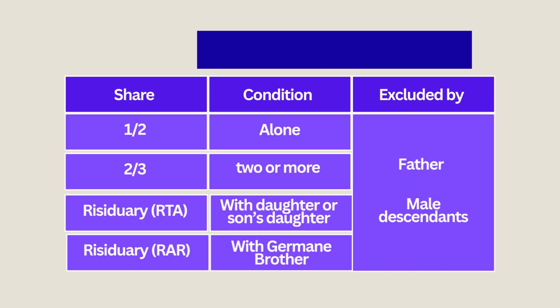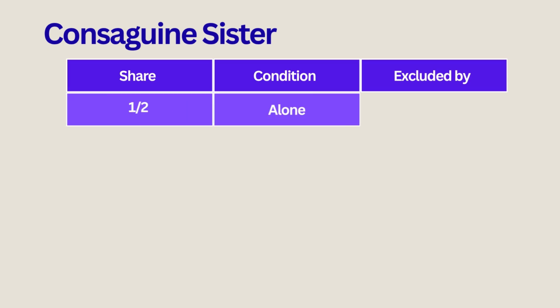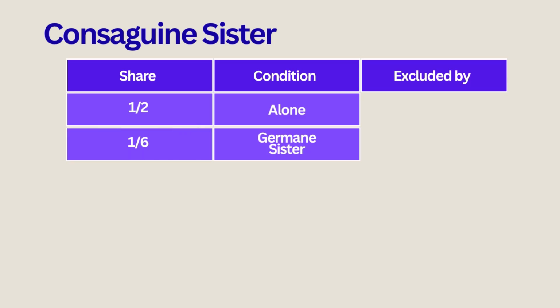8. The consanguine sister, half-sister on the father's side, inherits 1/2 of the estate if she is alone. If she inherits together with a full sister, her share is reduced to 1/6 because 1/2 has already been allotted to the full sister. Remember, the combined share of all female heirs should not exceed 2/3 of the total estate. If there are 2 or more consanguine sisters, they collectively receive 2/3.